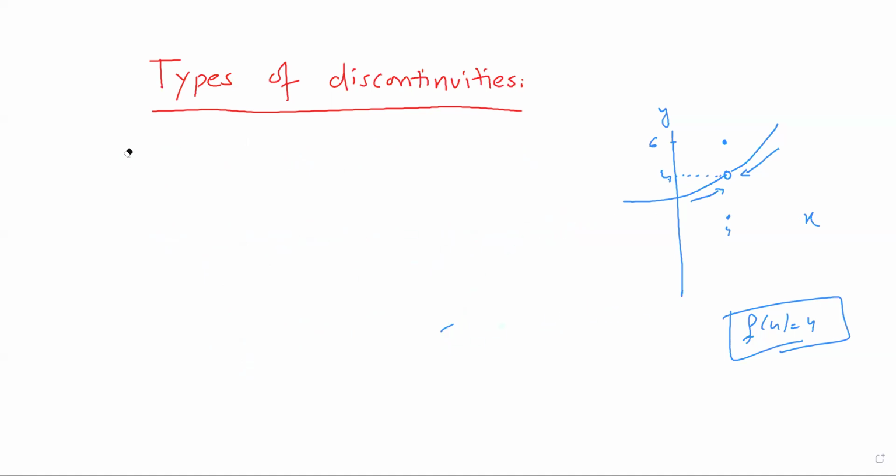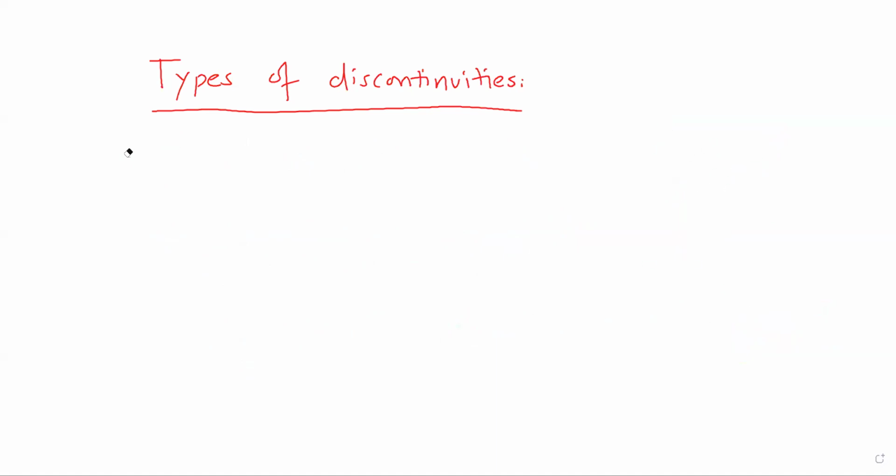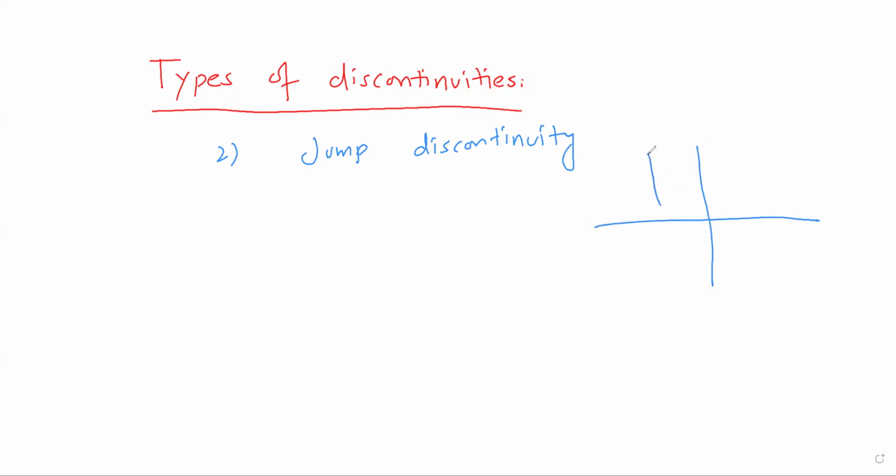Okay, next we have jump discontinuity, number 2. So let me show you by graph. Let's say we have a function like this. Then we have something like this here.